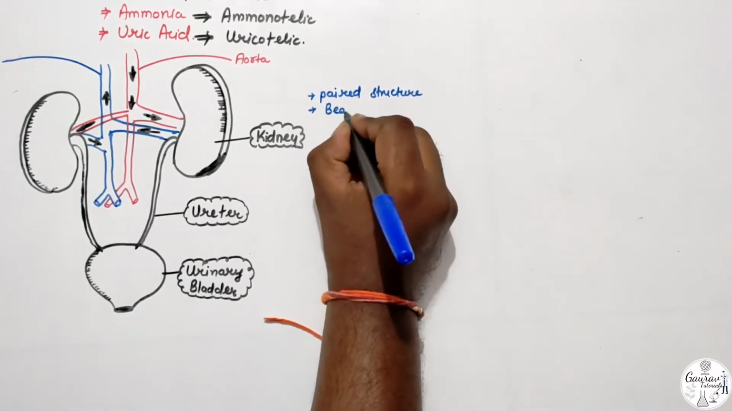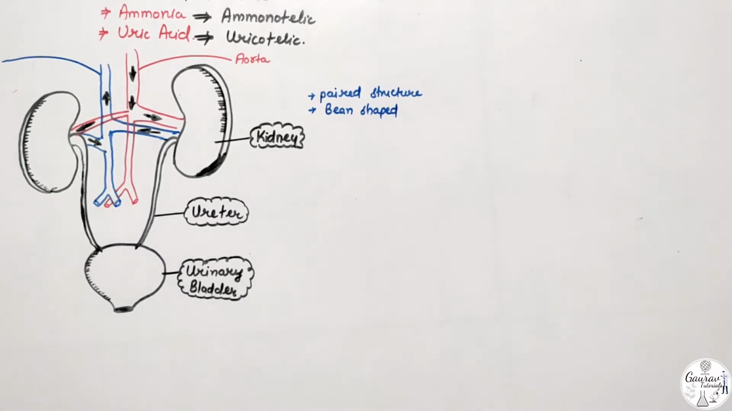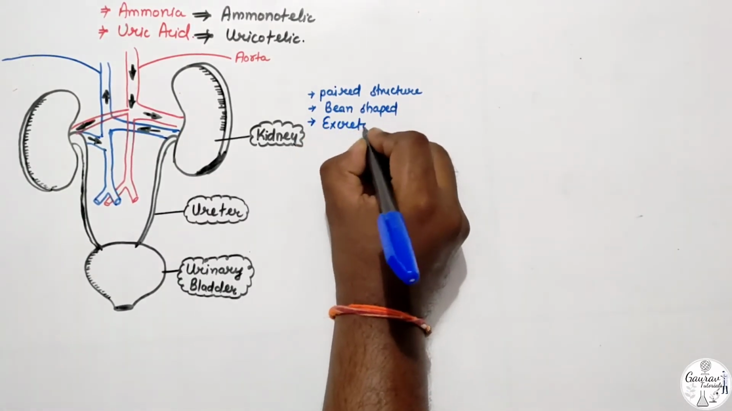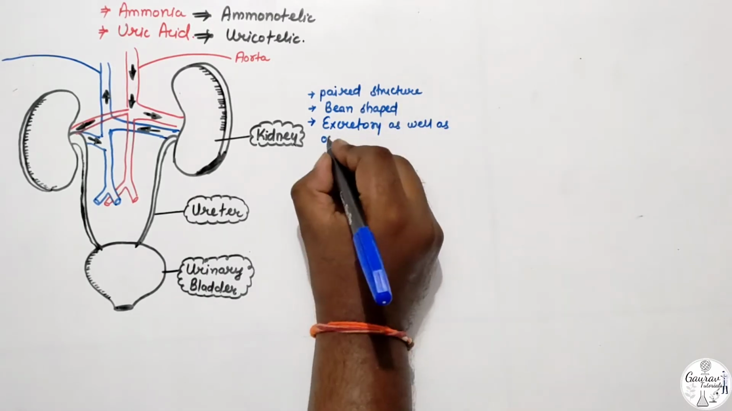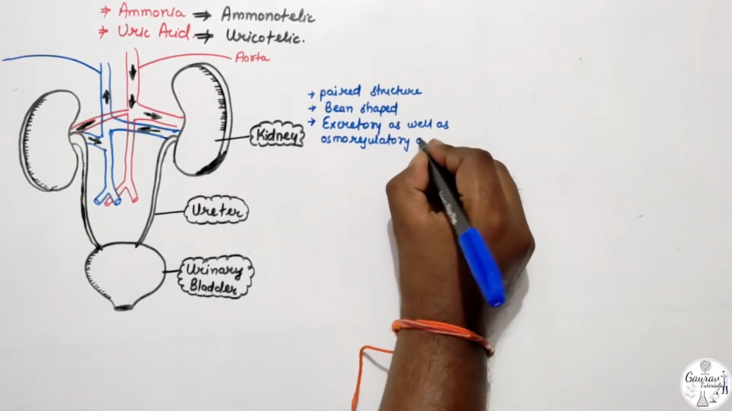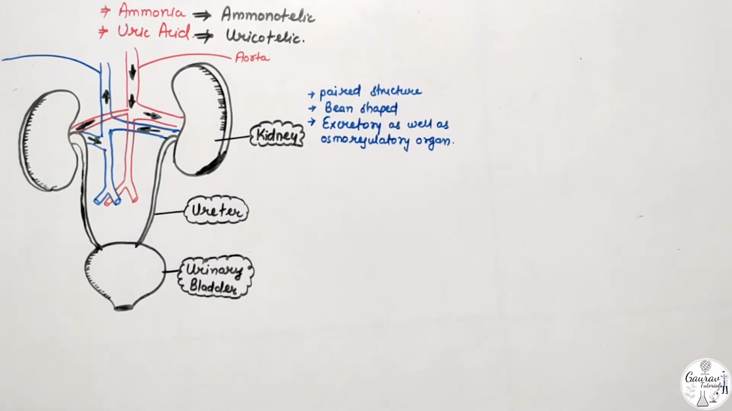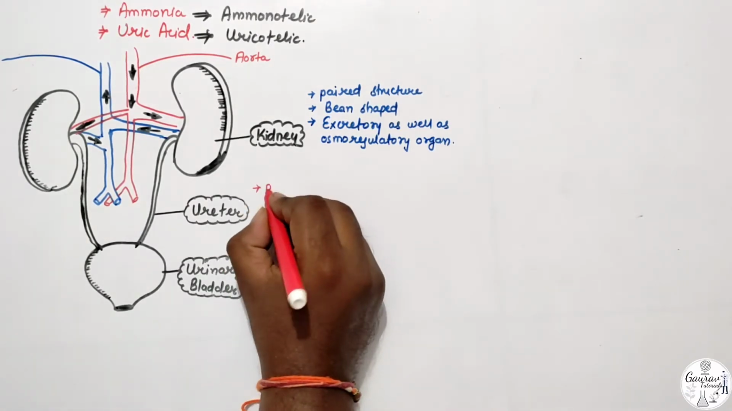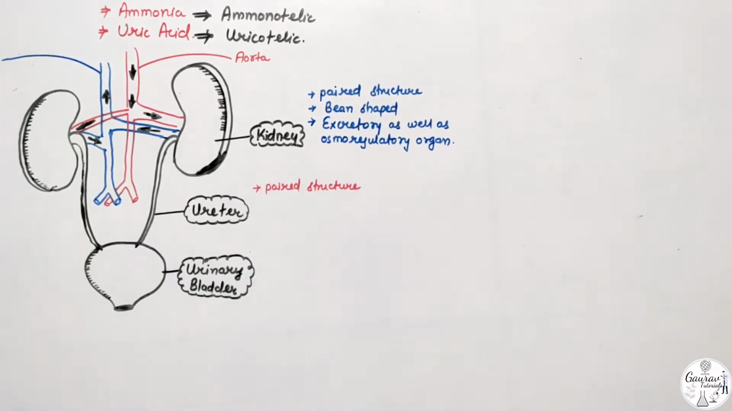Let's talk about the kidney. These are paired, bean-shaped structures. A kidney can serve a dual function. It could serve the function of excretion, that is removal of nitrogenous waste, and it could also behave as an osmoregulatory organ, which is associated with the maintenance of the body fluid level.